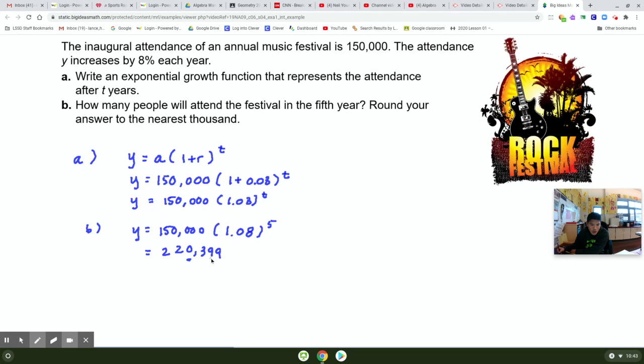So here's the place right here I want to round it to. 1's place right here, 10's place, 100's place, and then the 1,000's place. So I look at the number to the right. That's less than 5. So this number, the 0, stays the same. Again, following directions to the nearest 1,000. The attendance at the music festival should be about 220,000.